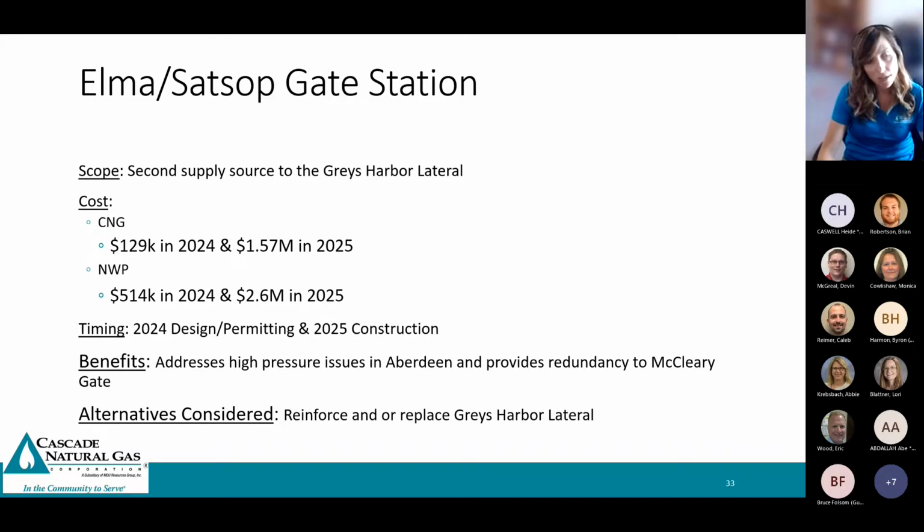pressure issues. Timing for this project, looking at 2024 design and permitting and 2025 construction. Benefits, like I mentioned, it's going to address our high pressure issues at the end of the line in Aberdeen, and it'll provide redundancy to the McCleary Gate.